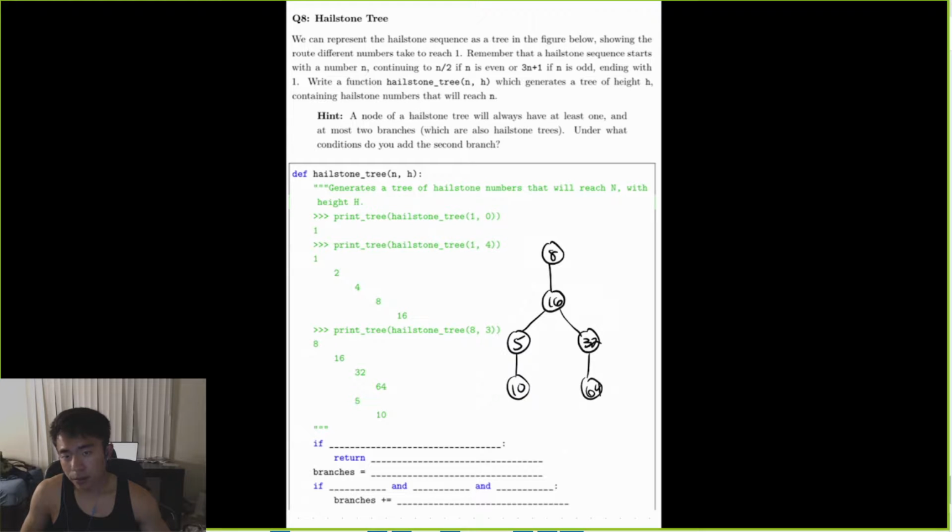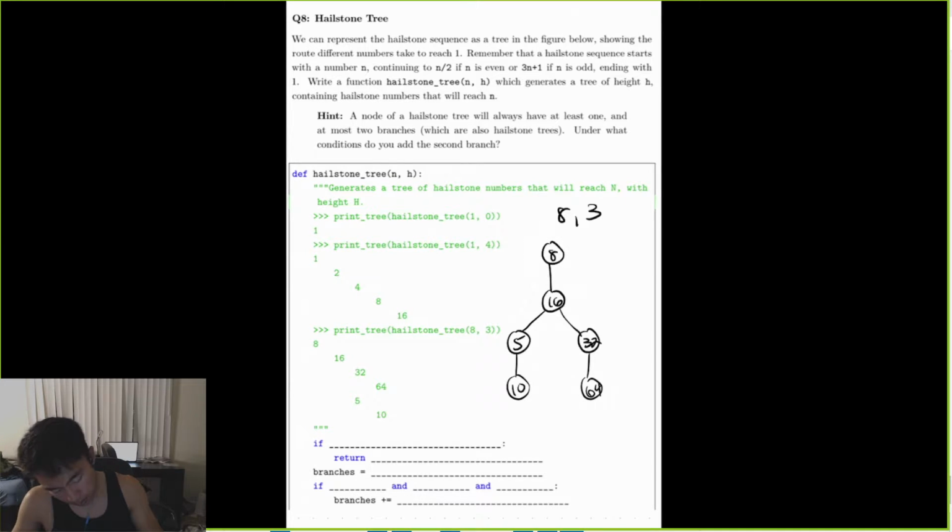And so we're going to write a function called Hailstone tree, and it's going to take in two parameters, n and h. We're going to generate a tree of height h, and it's going to contain Hailstone numbers that reach n. I'm going to write out the second doctest. So this is Hailstone tree of 8 and 3. If we notice, we start out at the top, so it's 8.